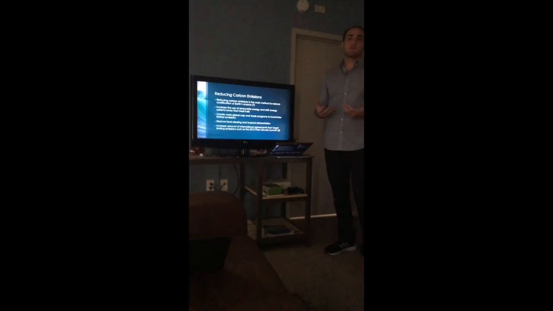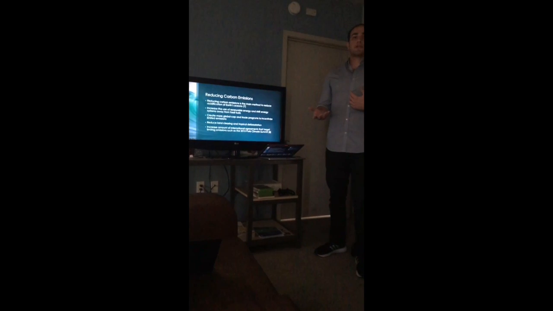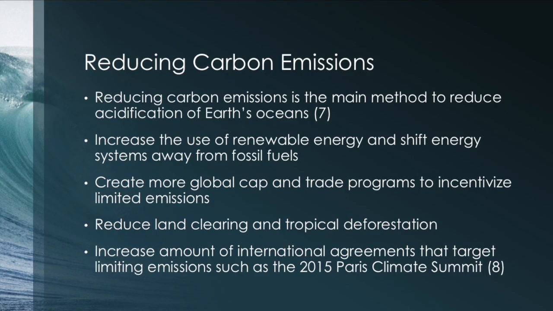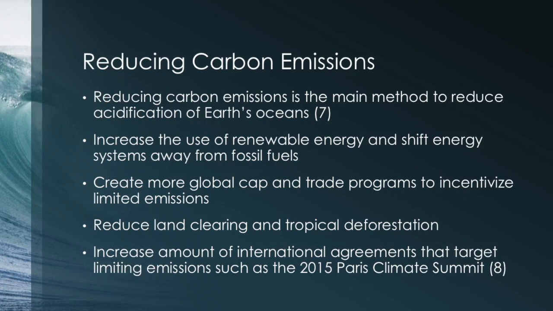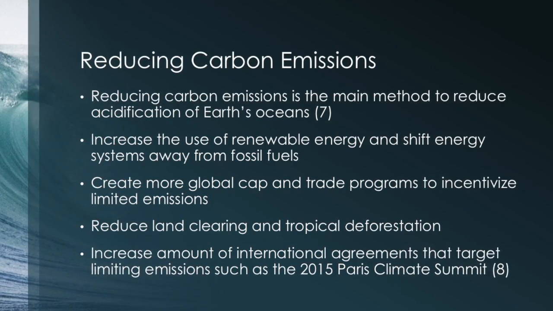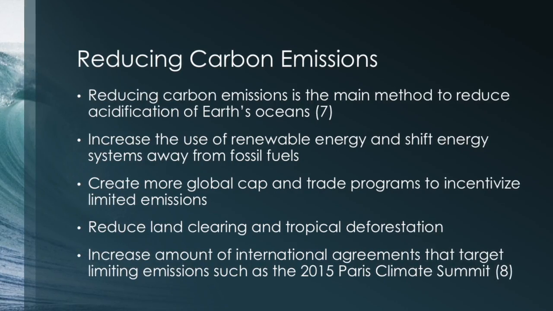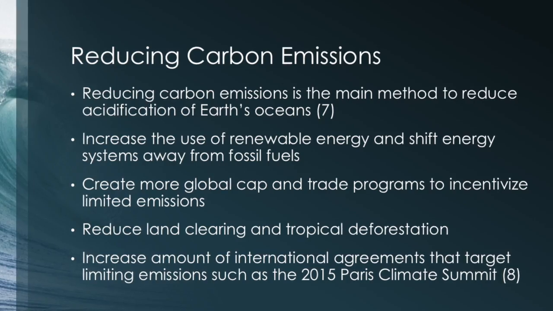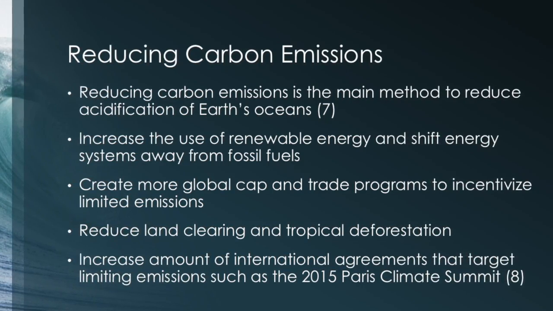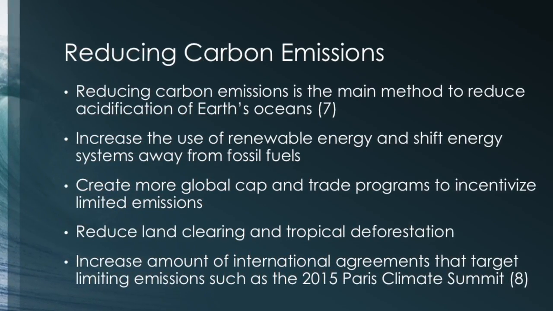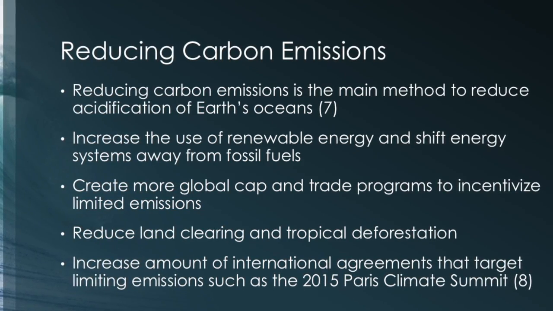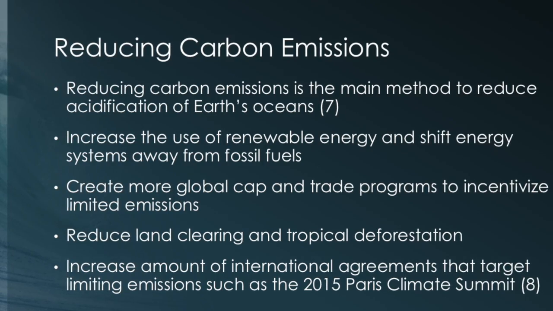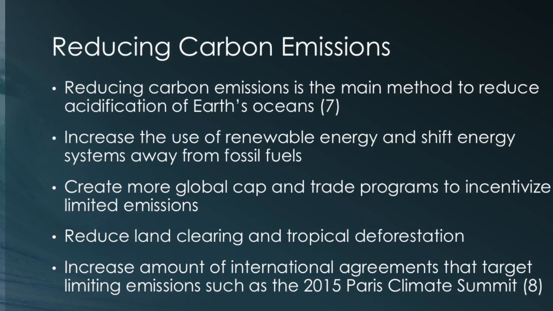And so what is my solution or my possible policy changes to mitigate climate change? It would be reducing carbon emissions, which is the main method to reduce acidification of Earth's resources. To do that, we have to increase the use of renewable energy and shift away our energy systems from fossil fuels, create more global cap-and-trade systems to incentivize limited emissions, reduce land clearing and tropical deforestation, and finally increase the amount of international agreements that target limiting emissions, such as the 2015 Paris Climate Summit.